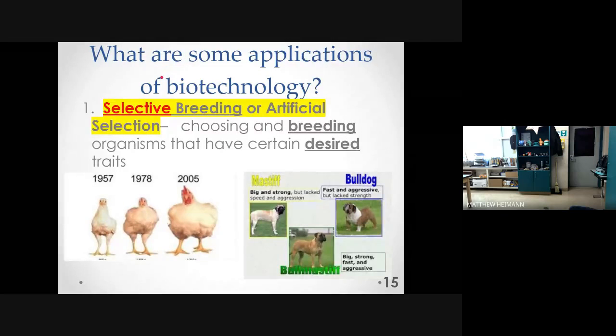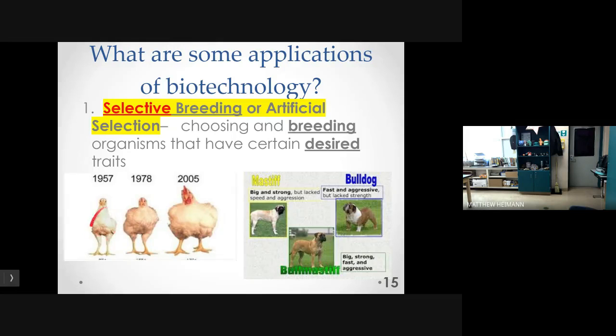All right, so here's some notes if your computer was working. Selective breeding or artificial selection. Remember we talked about natural selection a while back? Oh yeah, see, perfect. I love this example. So choosing and breeding organisms that have certain desired traits. Yeah, so in the 50s, 70s, and 2000s, who knows how big they are now?